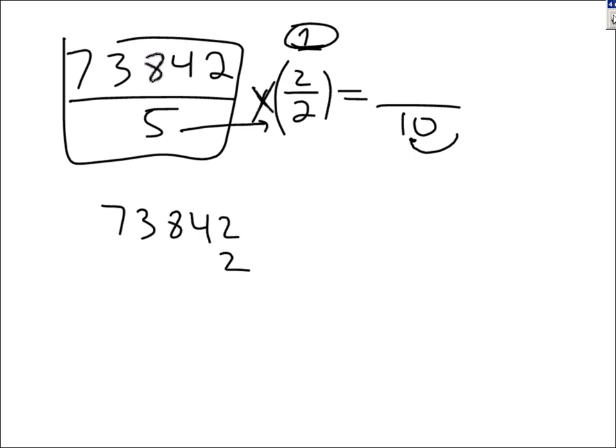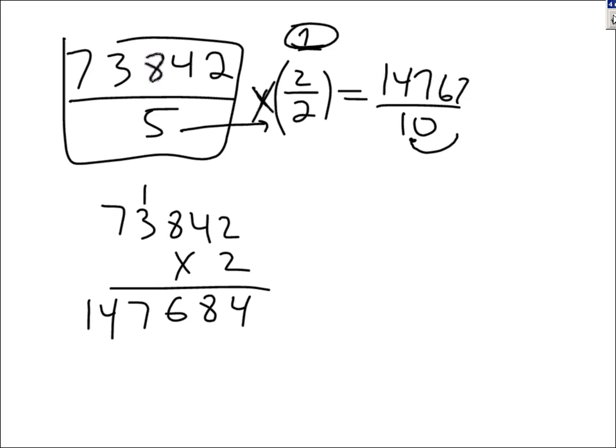73842. Now here it is. Instead of dividing by 5, I'm multiplying by 2. 4, 8, 16, 7, 14. And then effortless. I move the decimal in one place. Just like I did in the bottom. And there is my answer.